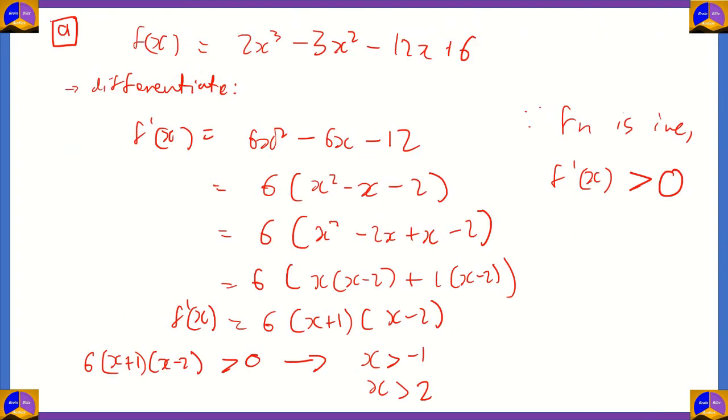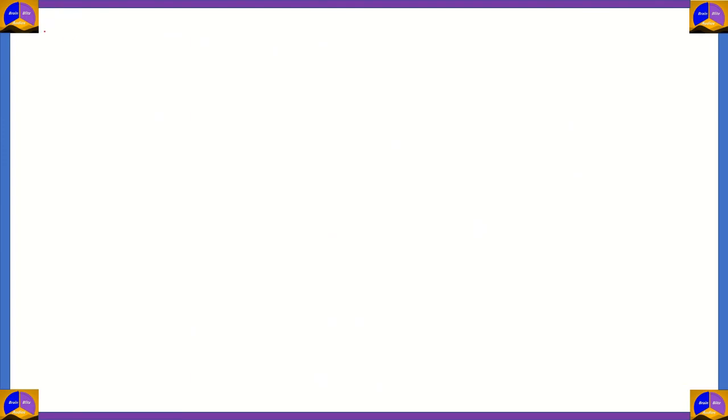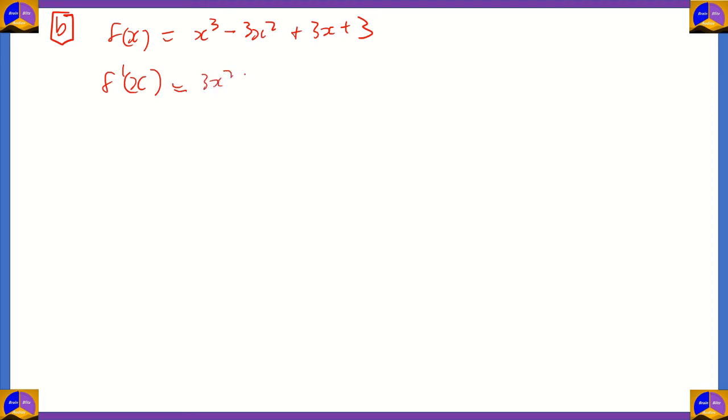So therefore, the question is to find out the incorrect pair. Since this pair is correct, option A is incorrect. Let's look at option B. In option B, you have f of x equals x cubed minus 3x squared plus 3x plus 3. Now let's do the other options a little bit quickly so that you get their answers. So you're differentiating, so x cubed gives 3x squared, minus 3x squared gives 6x, and then you have plus 3.